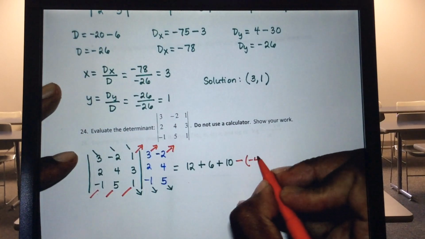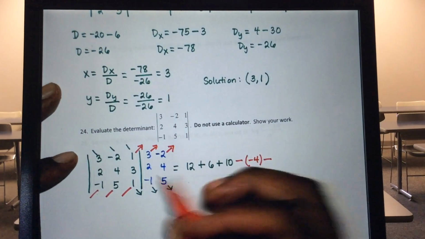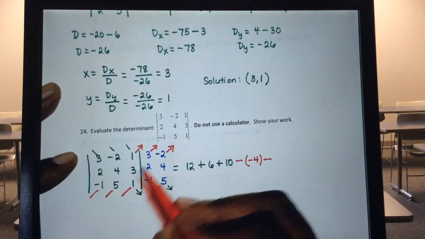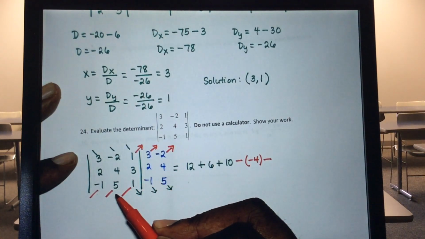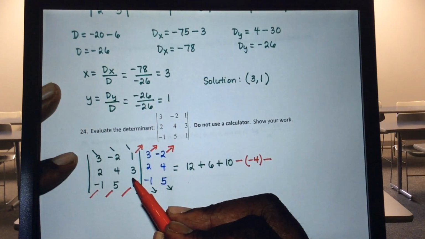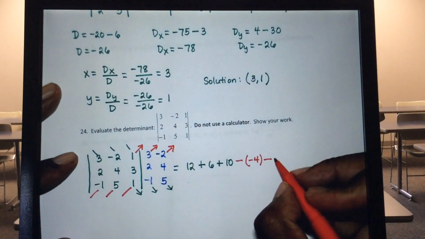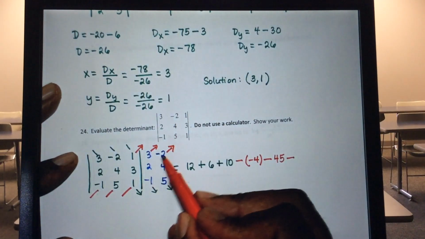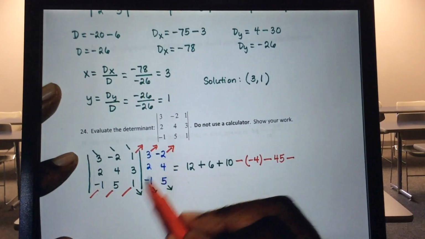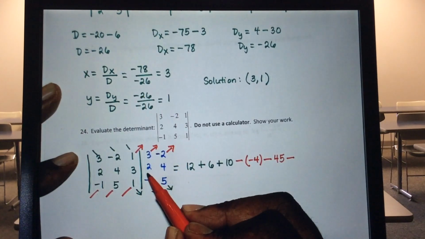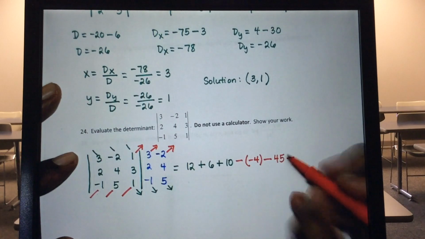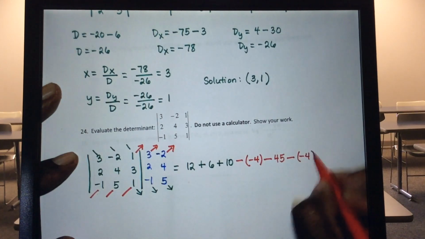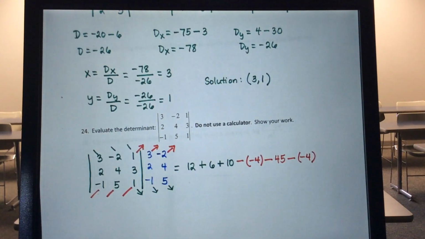So I have minus negative 4, and then minus the product of this diagonal here, 5, 3, and 3. 5 times 3 would be 15. 15 times 3 would be 45. And then minus the product of that diagonal here, 1, 2, and negative 2. 1 times 2 would be 2. 2 times negative 2 would be negative 4. So we've got minus a negative 4 here.